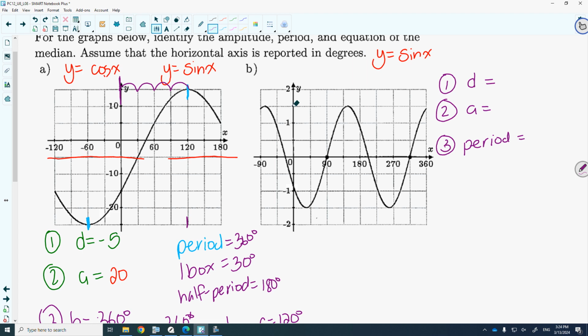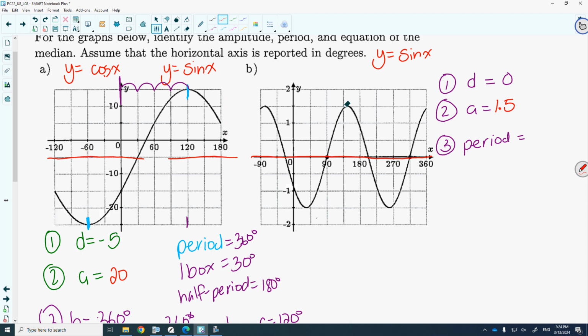So the max is 1.5. The min is negative 1.5. So 1.5 plus negative 1.5 will give you 0. 0 divided by 2 is 0. So the midline is at 0. This is the middle of my graph. The A value, again, I'm not going to make the mistake of going 3 units. I need to figure out the A value from the midline to the peak, which would be 1.5. So the A value is 1.5.